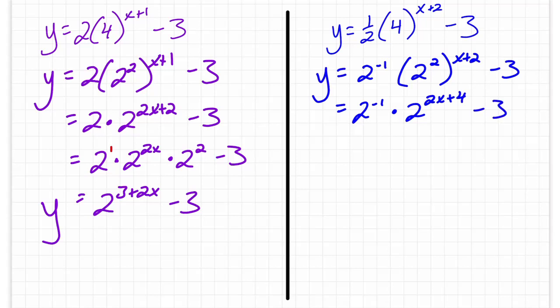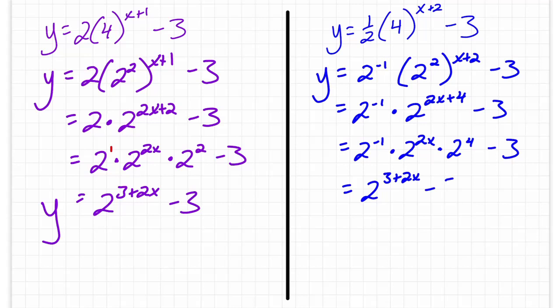And then I can split this up, but I actually can go ahead and add these because I'm multiplying my bases and I can just add my exponents, but I'll split them up like I did earlier. So that becomes 2 to the negative 1 times 2 to the 2x times 2 to the 4. Because honestly, being able to split up your exponents like that is a useful skill that you'll see in calculus if you take calculus. So that's going to be 2 to the 3 plus 2x minus 3.